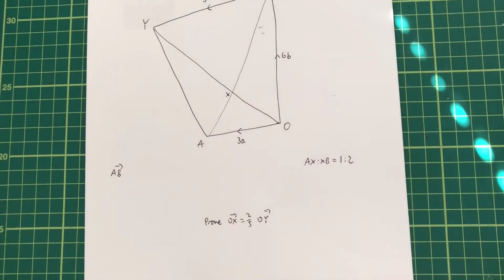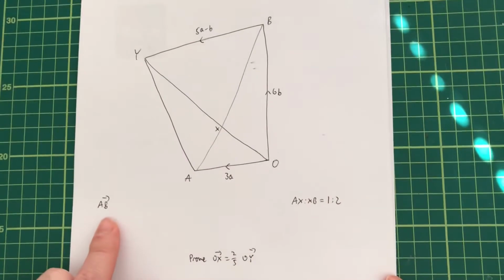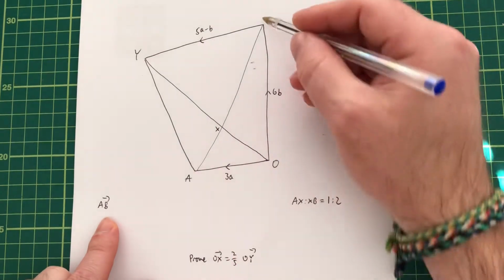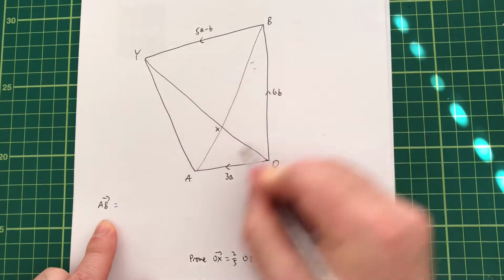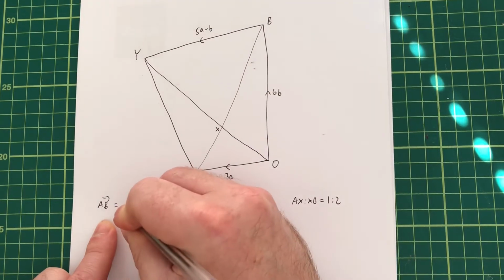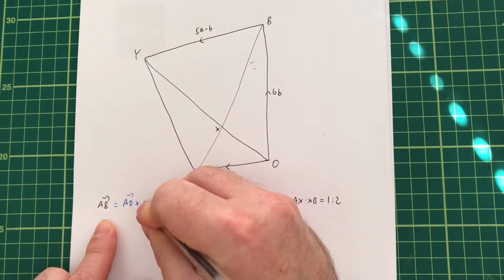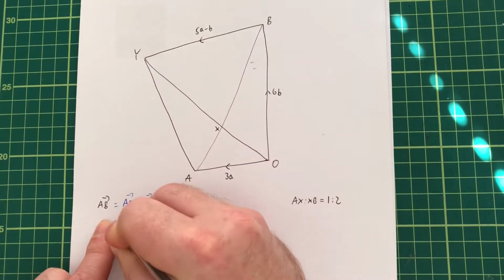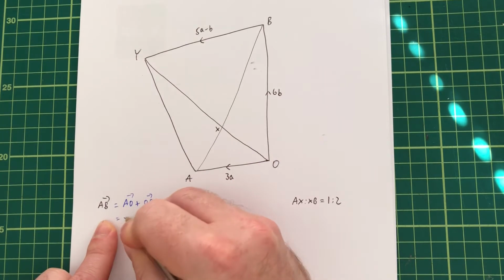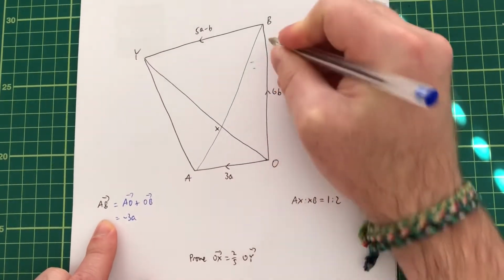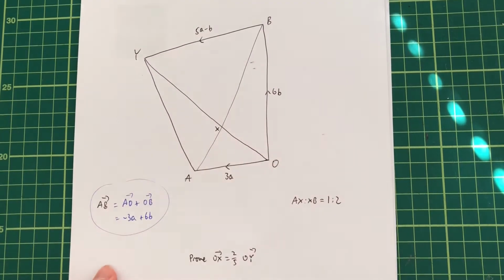So if we look at this one here, we have a diagram up here, and to start with they're going to ask me what is A to B. So I'm going to, again using my method, say, okay, I know these routes here. So A to B is A to O plus O to B. Now I can substitute in. Now A to O, you're going down this road the wrong way, so it's minus 3A. O to B is plus 6B. So that's the first part done.